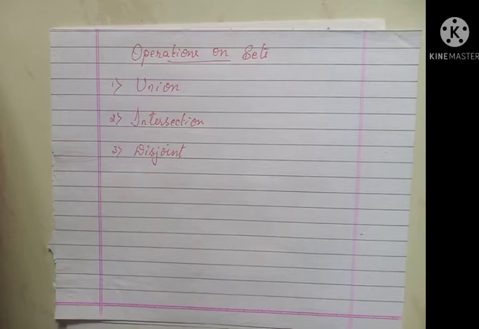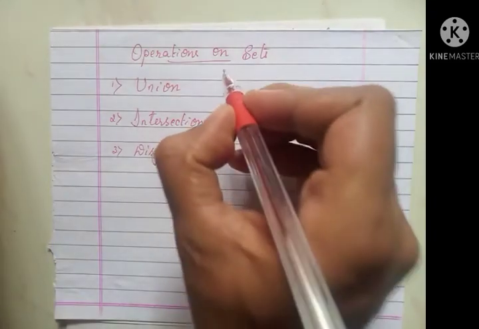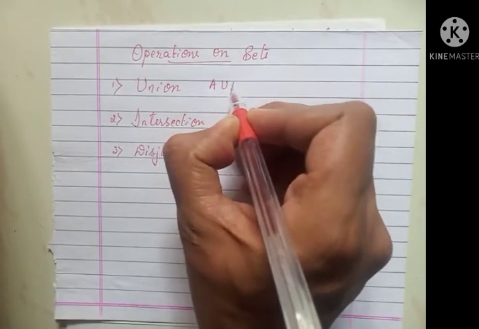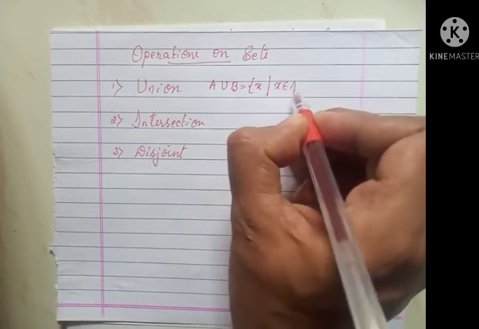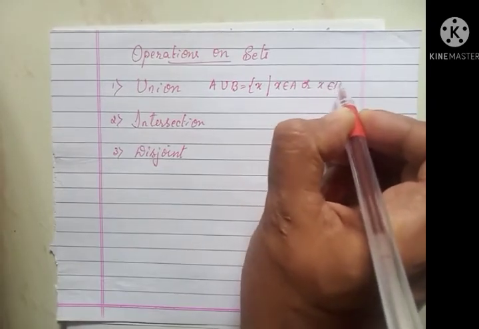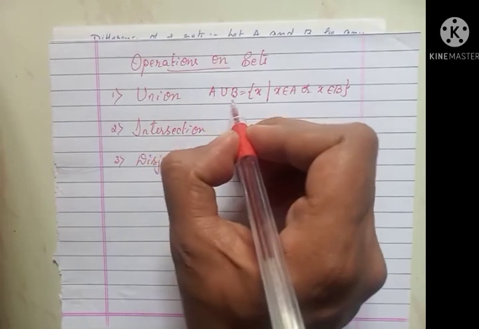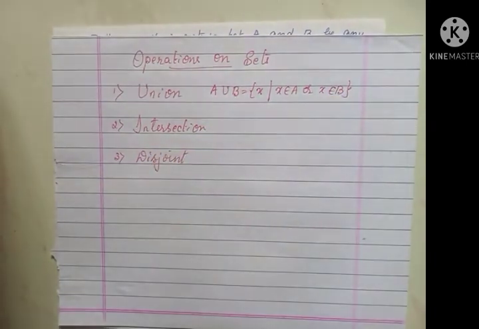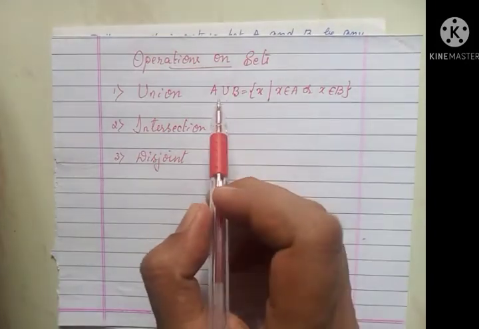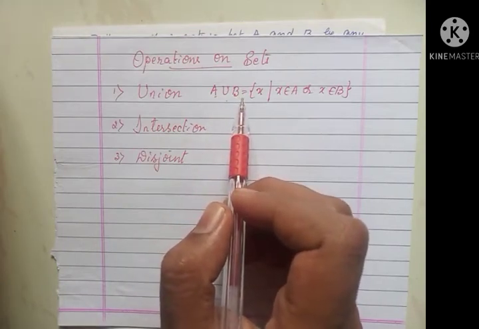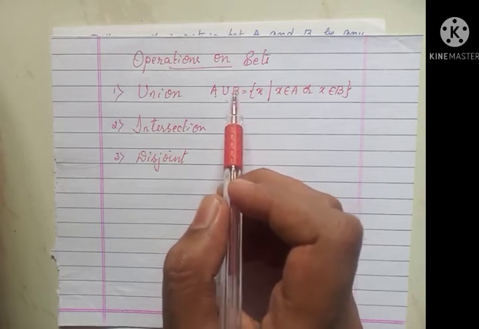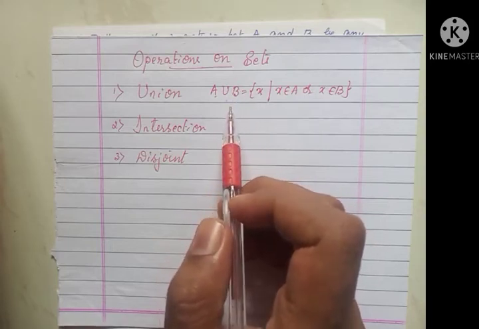So you know that the union of two sets A and B, symbolically we write that as A union B. This is the collection of all x such that either x belongs to A or x belongs to B. That means the elements of A union B should belong to either A or B. So first write all the elements of A, then write the elements of B. If there are any repeated elements, neglect them. Write only non-repeated elements, that is A union B.